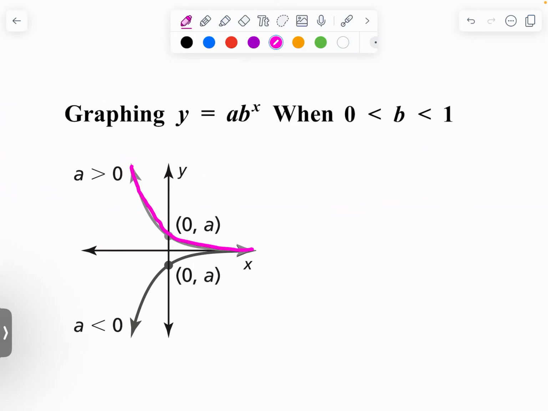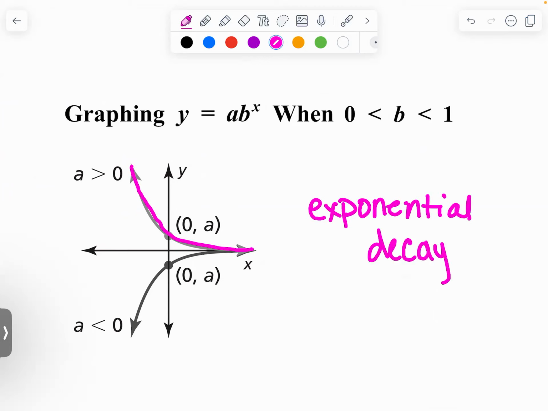This right here is called exponential decay. We're just going to go a little simpler with our word. This happens when the number raised to the power is smaller than 1, so it's like 1/2 or 2/3 or something like that. It does say that b needs to be positive.